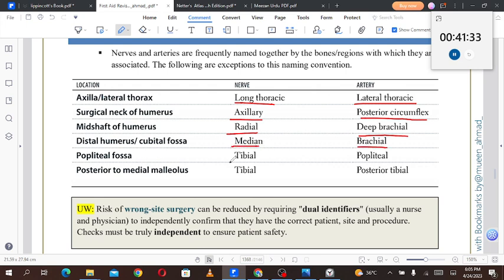The popliteal fossa has the tibial nerve and the popliteal artery. Posterior to the medial malleolus, we have the tibial nerve and posterior tibial artery. Okay, remember the names of the arteries and nerves in relation to the specific areas.